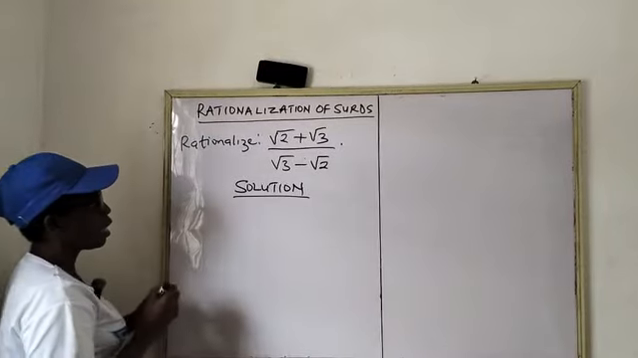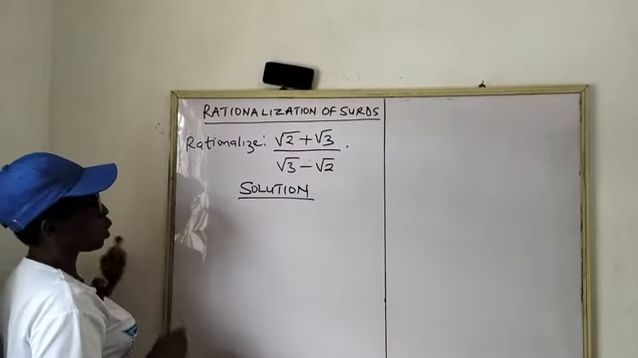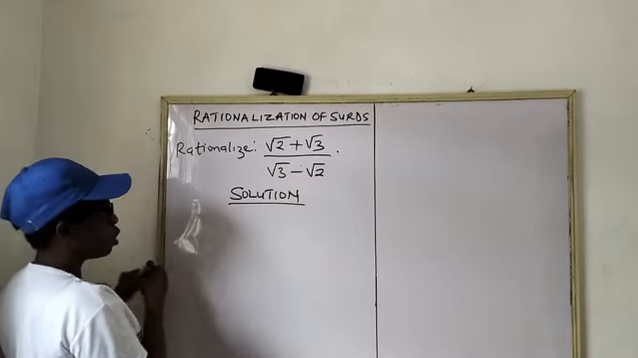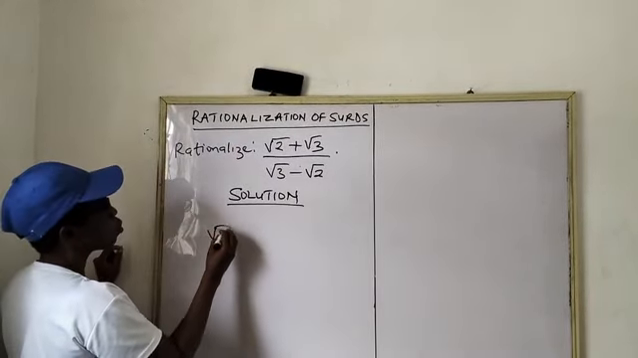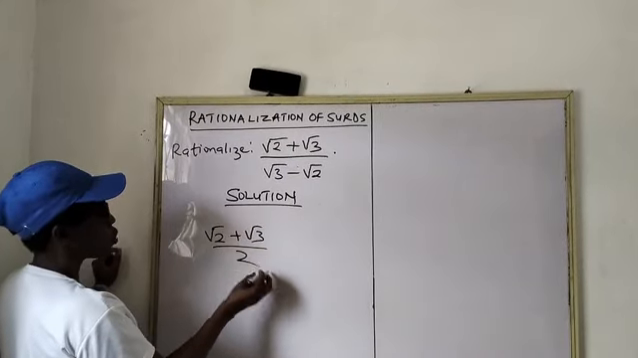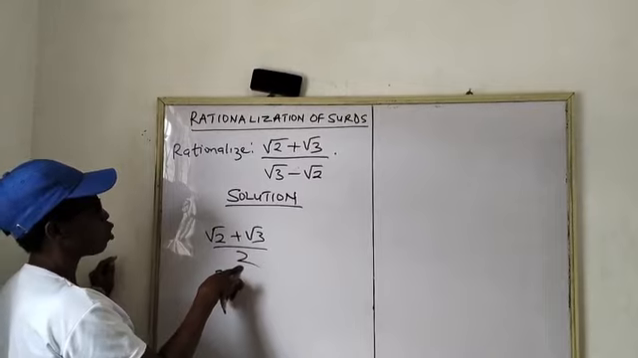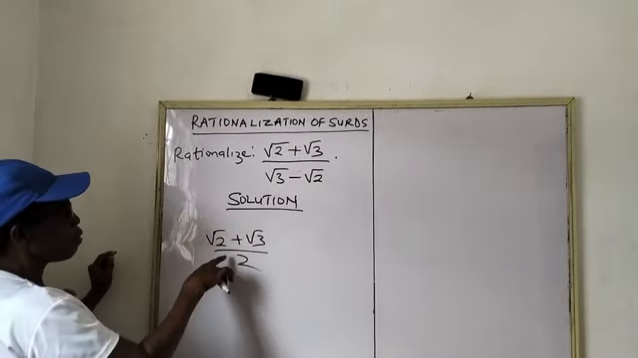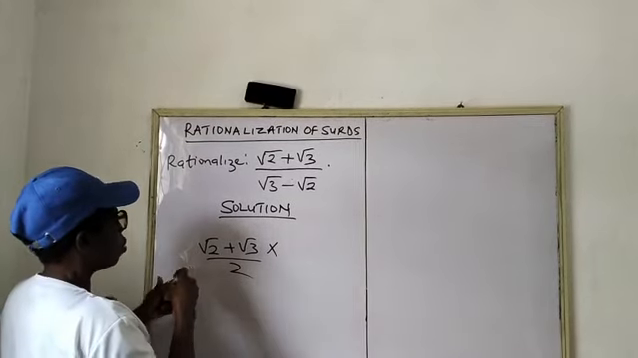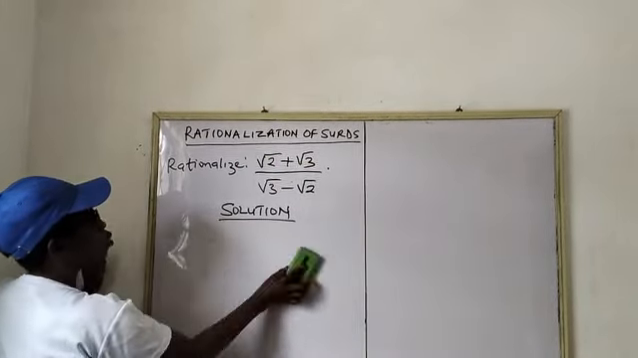Before you can rationalize, there are some things you must know. You cannot just rationalize if the denominator is not in surd form. Assuming you have something like root 2 plus root 3 over 2, you cannot rationalize because the denominator is not in surd form. And if it's not division but multiplication, there's no way you can rationalize. So those are the criteria you must know.